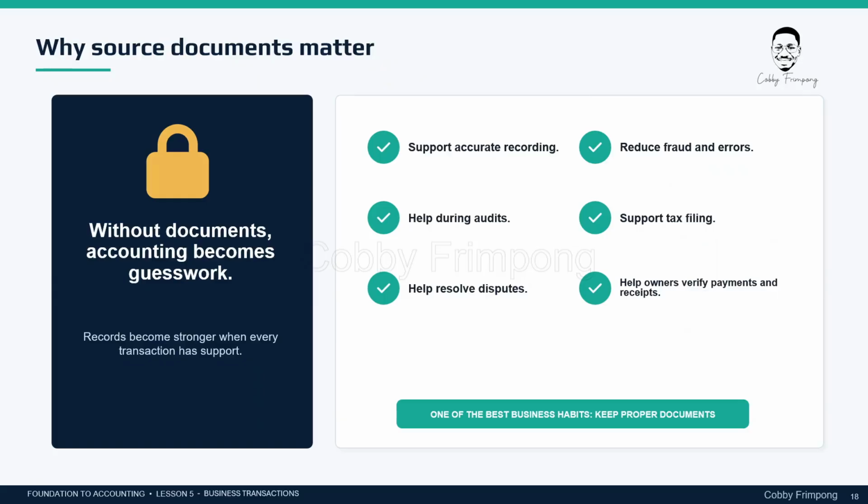Why source documents matter? Source documents are important because they create accountability. Without source documents, accounting becomes guesswork. A business may forget amounts, confuse dates, misclassify transactions, or lose track of customer and supplier balances. Source documents support accurate recording, reduce fraud and errors, help during audits, support tax filing, help resolve disputes, and help business owners verify payments and receipts.